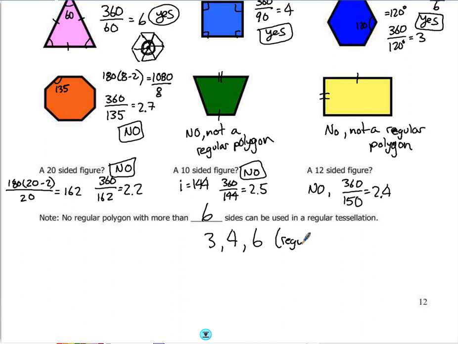I challenge you guys to figure out if there are any others out there that exist, just as an experiment. But those 3 are the ones that we're going to have to remember moving forward on tests and quizzes. Let's go ahead and jump to this next page.